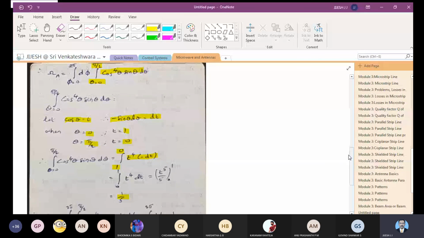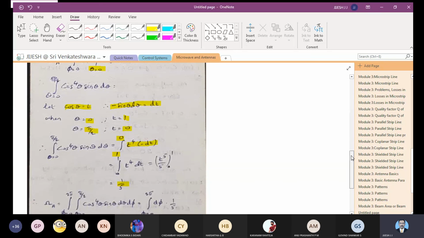So we are going to substitute this 1 by 5 in the equation. You need to do the integral of d phi, and you'll get 2 pi. So you'll get the final answer as 1.26 steradians.